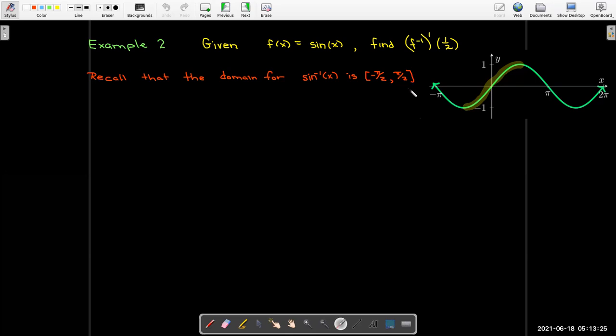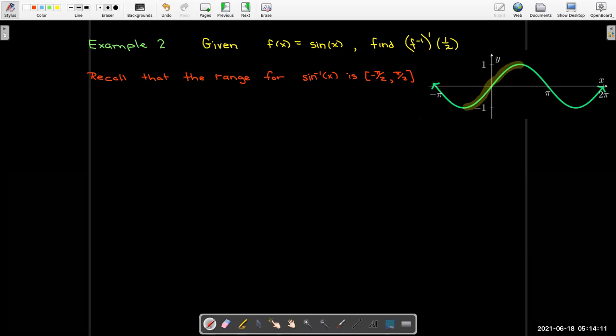Am I saying that correctly? I think I might have a mistake here, because the input to inverse sine is going to be negative 1 to 1. So what I meant to say here, and I'm going to make this correction live, is that the range is negative pi over 2 to pi over 2. In order to get a one-to-one function, we have to restrict the domain of sine of x to being negative pi over 2 to pi over 2.